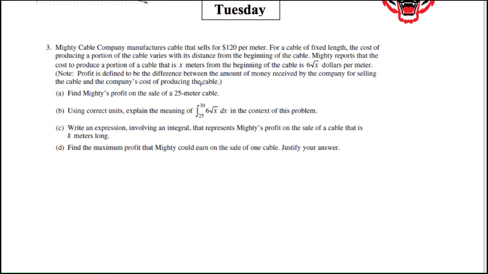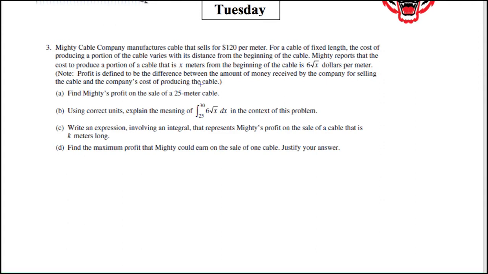Mighty Cable Company manufactures cable that sells for $120 per meter. For a cable of fixed length, the cost of producing a portion of the cable varies with its distance from the beginning of the cable. Mighty reports that the cost to produce a portion of a cable that is x meters from the beginning of the cable is 6 square root of x dollars per meter. Note that profit is defined to be the difference between the amount of money received by the company for selling the cable and the company's cost of producing the cable.